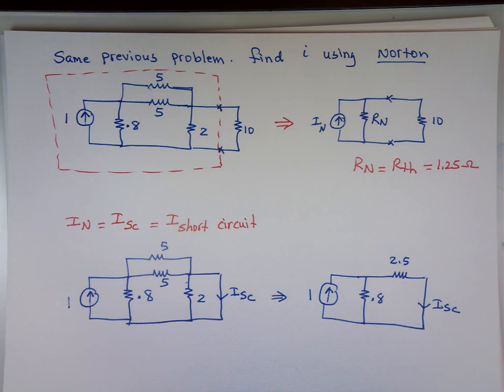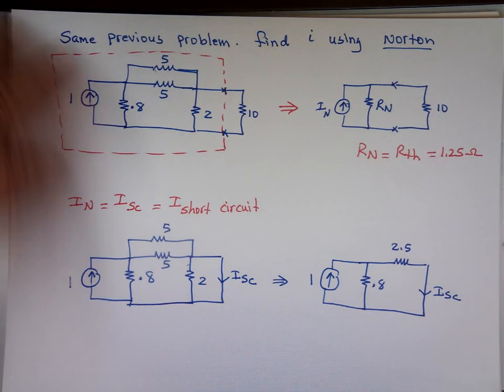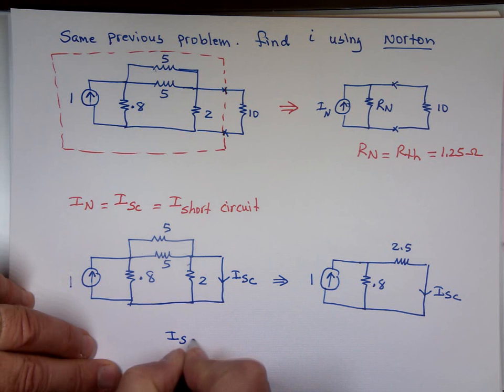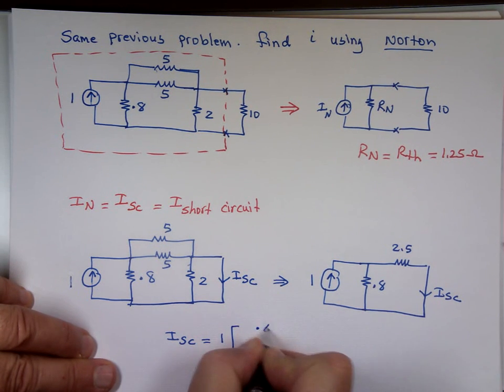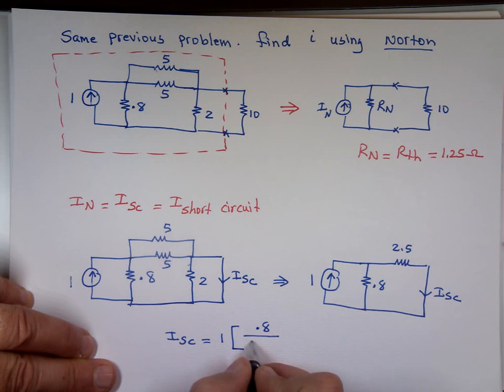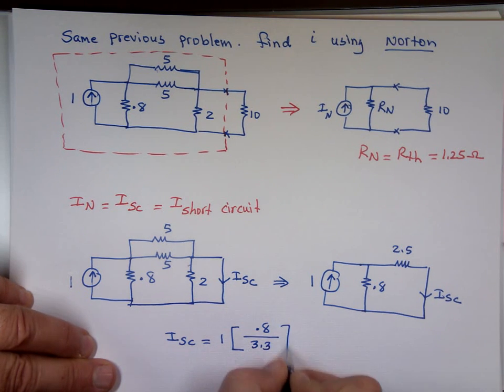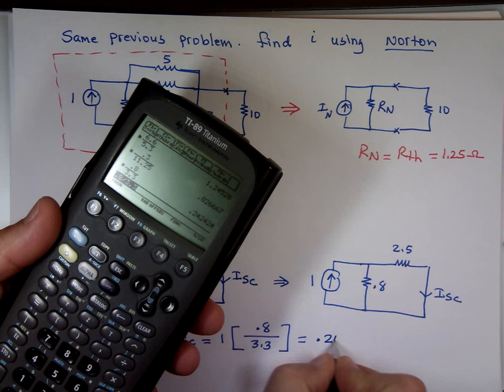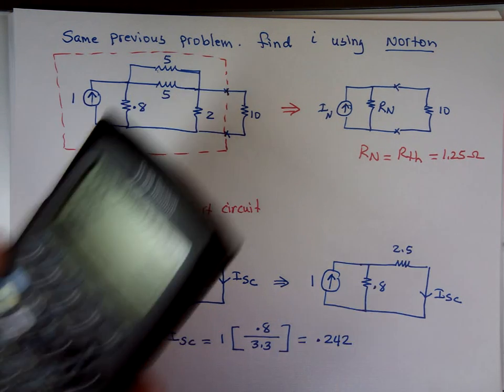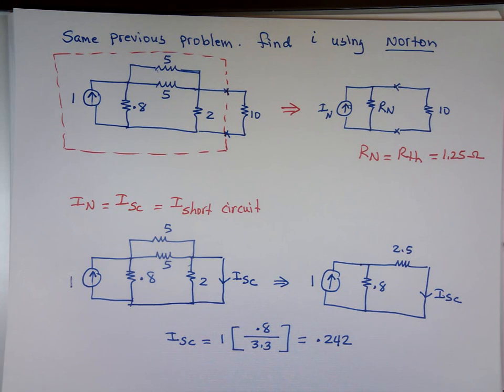I can use current division here to get I short circuit. So I short circuit using current division is your source, which is 1, times that resistor, which is 0.8, over the sum of them, which is what? So what's 0.8 divided by 3.3? The current is 0.242, roughly. That's I short circuit.